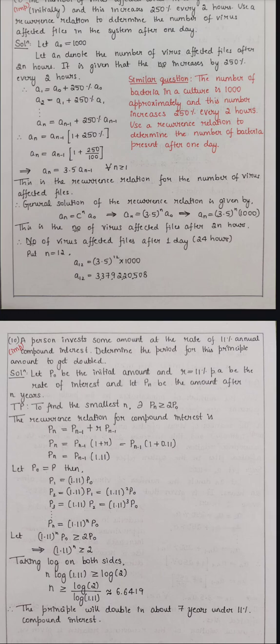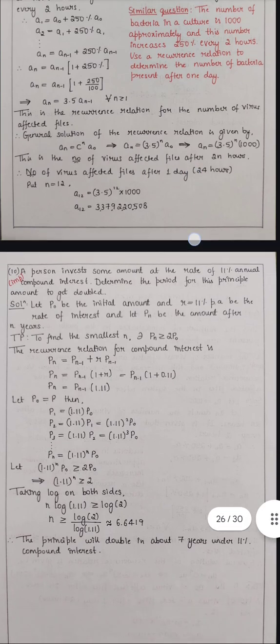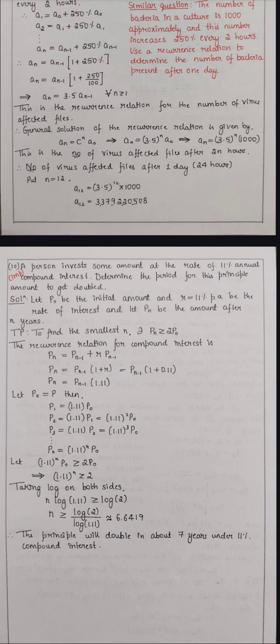Then an = an-1 into (1 + 250/100). So we will have that as an = 3.5 times an-1. This is a recurrence relation for the number of virus affected files.